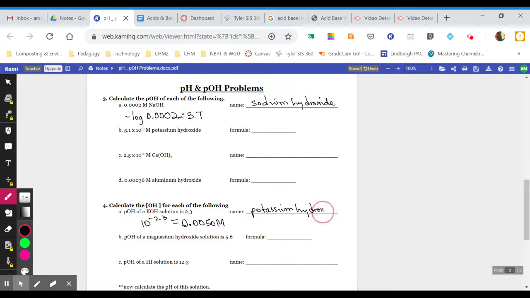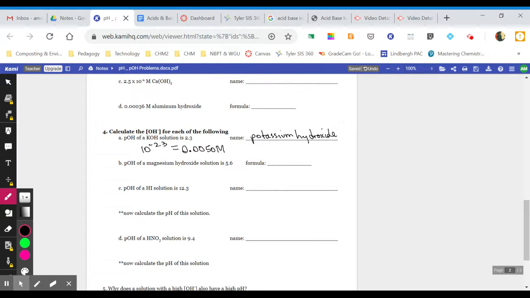And again, down here a little bit later on, it has some asterisks where it asks you to also calculate the pH. Remember, pH plus pOH is going to be 14. So if we know the pOH is 2.3, we can subtract that from 14 to find the pH. So give these a try.